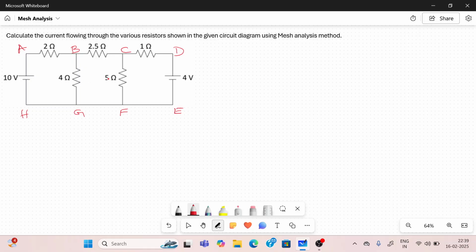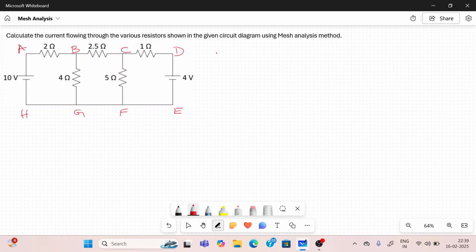Now you should identify the number of meshes. A mesh is a closed path that does not contain any inner loop. I start from point A. The mesh should be a closed path, so where you start the node, the same point you should stop. Starting from A to B, B to G, G to H, H to A. This is one mesh.